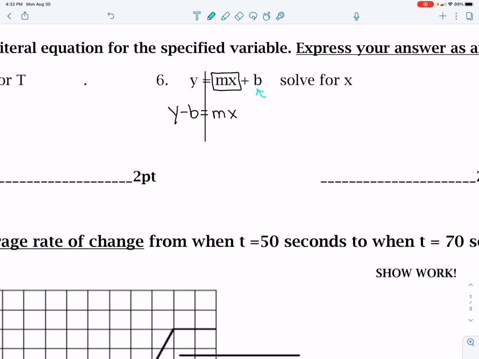Now, I still have to get x by itself, so what's happening between the m and the x? Well, they're being multiplied. So instead of multiplying on the right side, we're going to get rid of that, and we're going to divide on the left side. Okay. This answer is correct, where you have y minus b over m equals x. But we also talked about it as everything can be divided by m. Okay, so either of those two answers would be correct. All right.